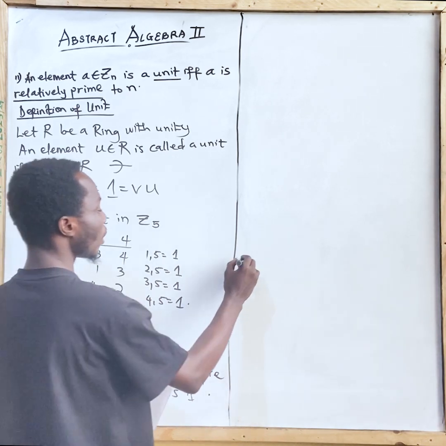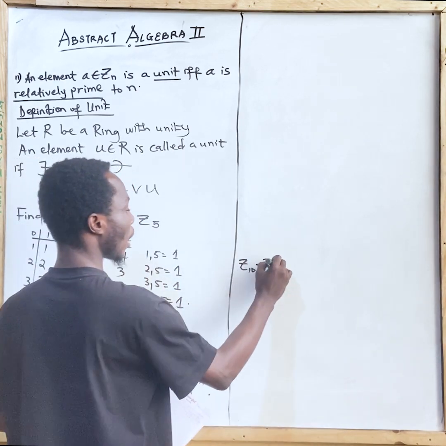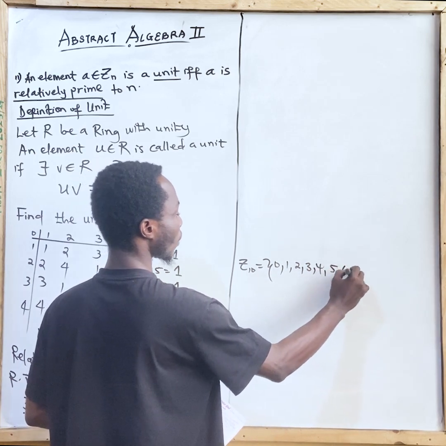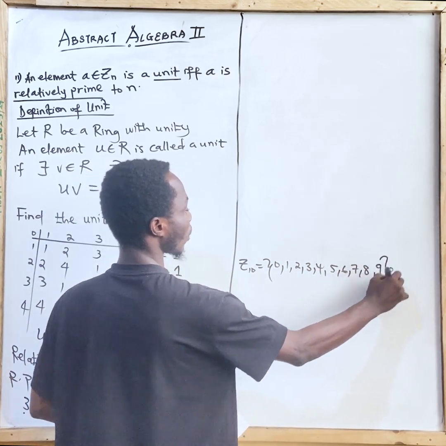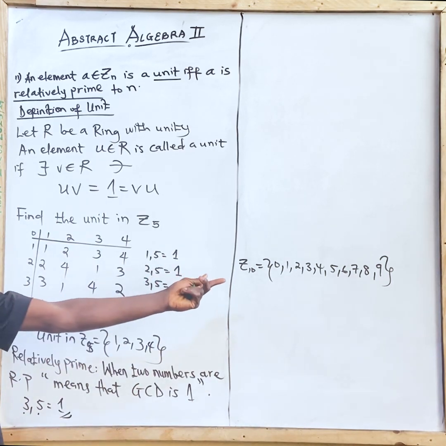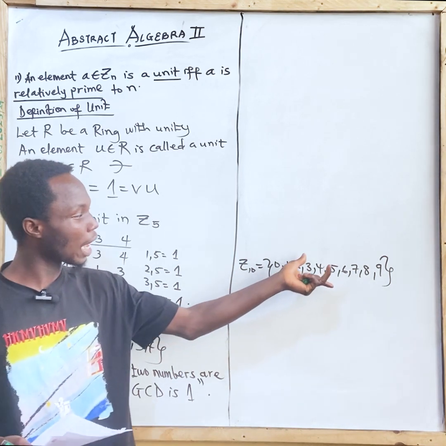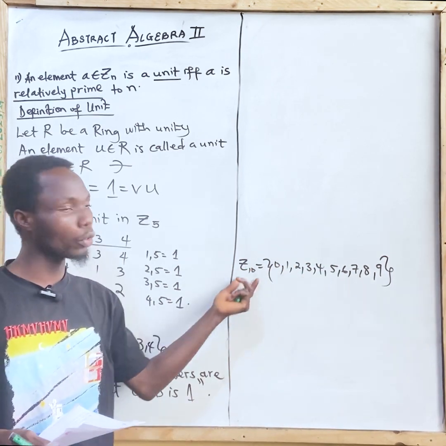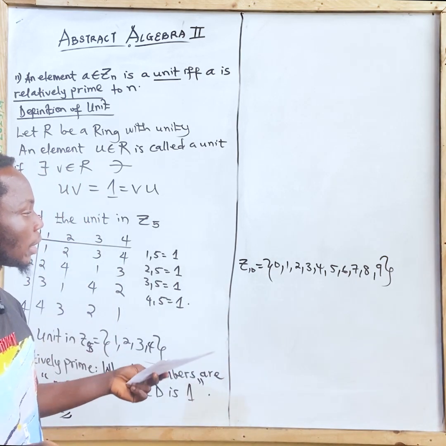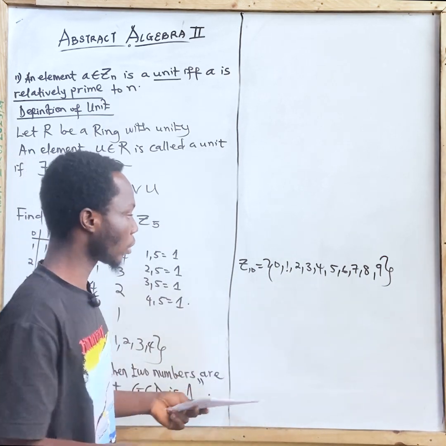So basically, if they ask what the units in Z10 are, by the time I write out all my residues, 0, 1, 2, 3, 4, 5, 6, 7, 8, up to 9, I don't have to draw this table before I know my units. All I need from this theorem is that the elements here will be units of Z10 if and only if they are relatively prime to 10. And what are the elements that are relatively prime in Z10? 1, the GCD between the both of them is 1.